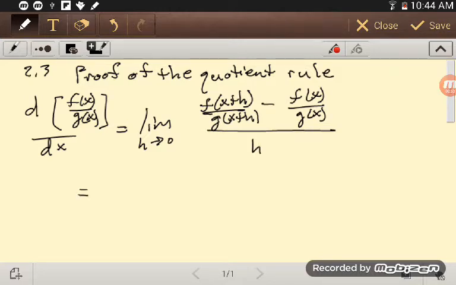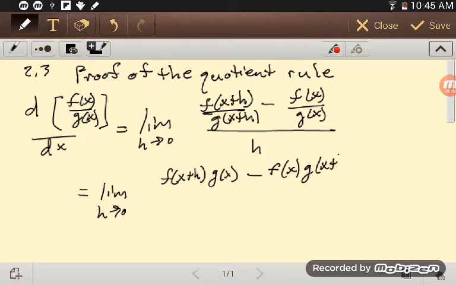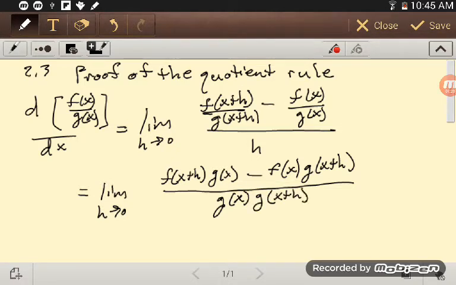Well, first thing I guess I need to do is get a common denominator to add that numerator together. So this is the limit as h goes to 0 of f of x plus h times g of x minus f of x times g of x plus h. So in getting that common denominator, and then I have g of x times g of x plus h, and that is all over h.